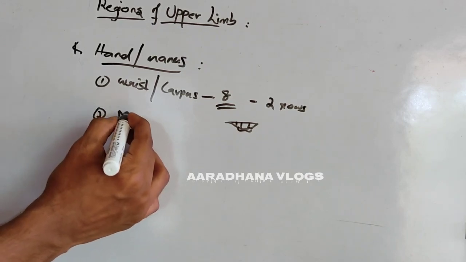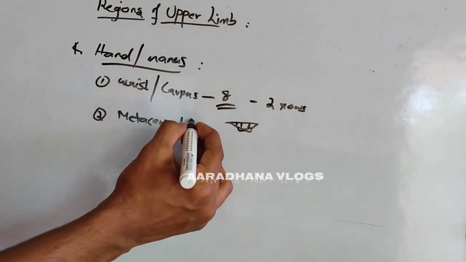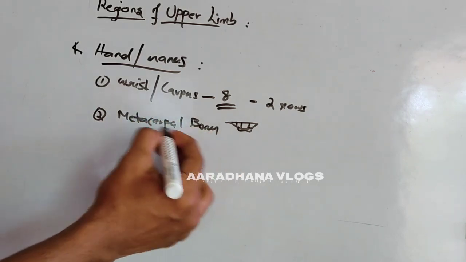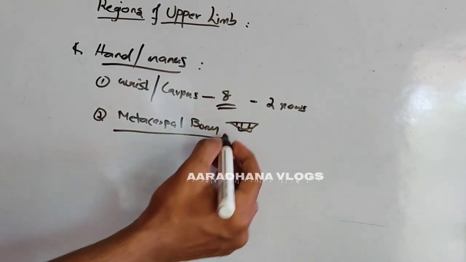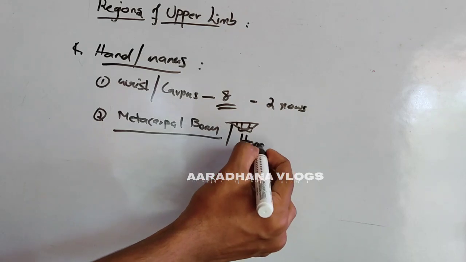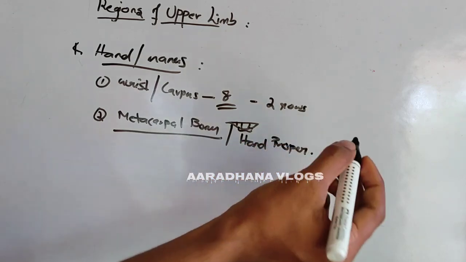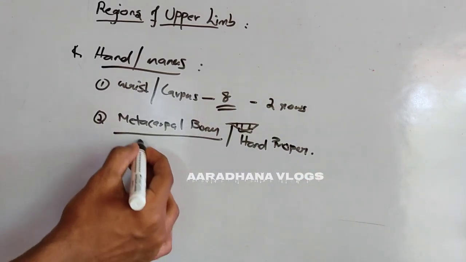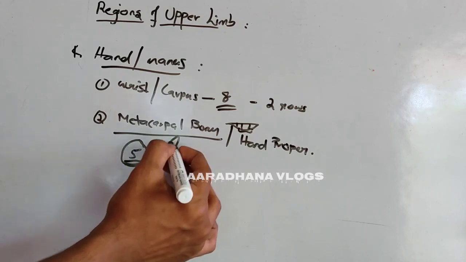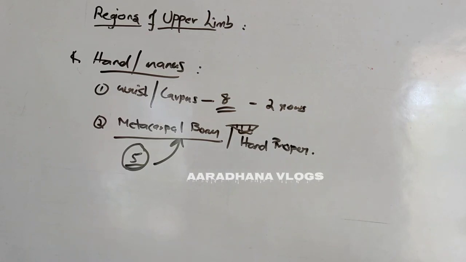The second one is the metacarpal. I had shown you the metacarpal bones in the last video. So it is the hand proper, also called the hand proper or metacarpus, supported by 5 metacarpal bones on each upper limb.